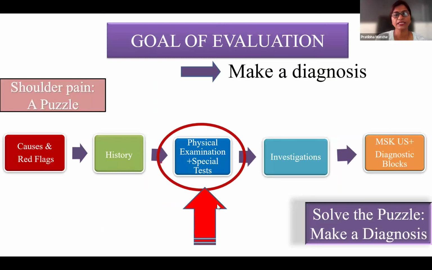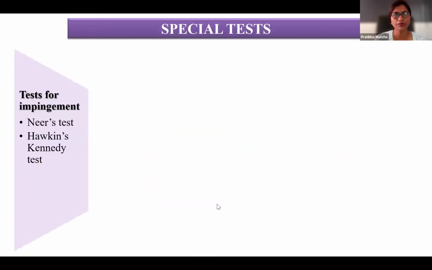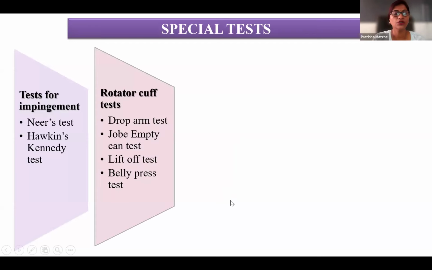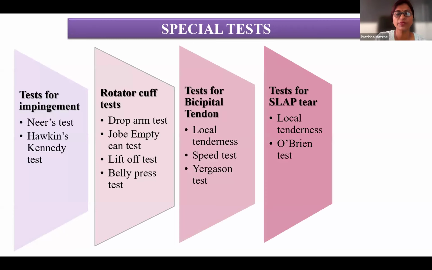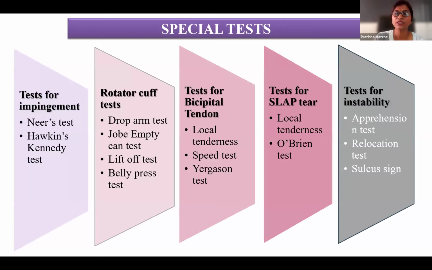So the next thing that comes is the special tests. Once you have done the physical examination, there are too many special tests, like tests for impingement, then rotator cuff tests, like the drop arm test, Jobe's empty can test, lift off test, and belly press test. For the biceps tendon, there are the Speed's and Yergason tests. For SLAP tear, O'Brien's test, and for instability, there are tests.